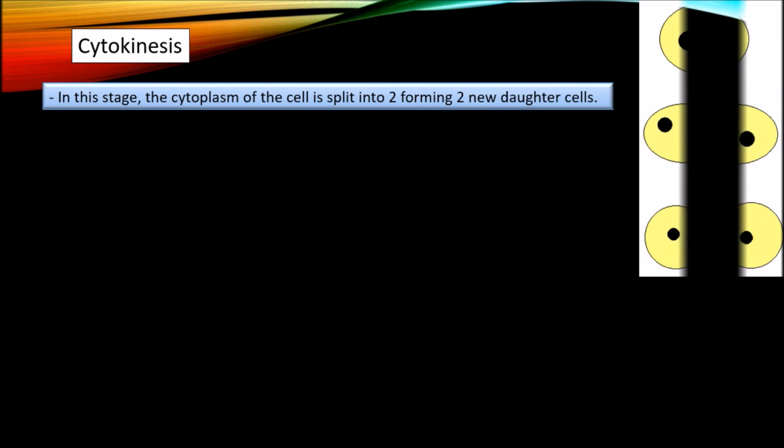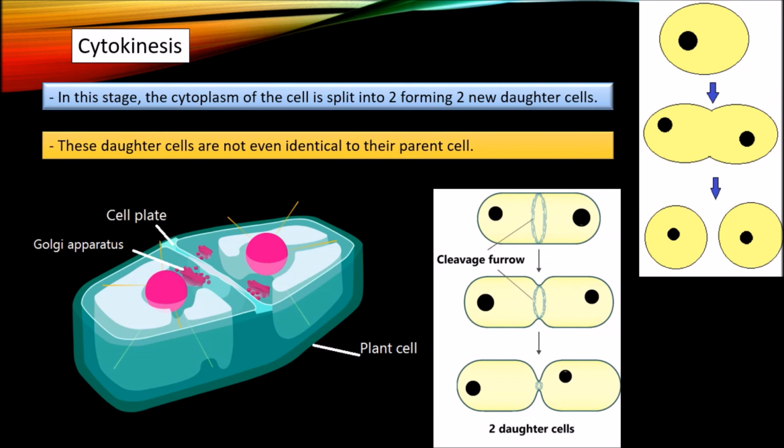Cytokinesis. Cytokinesis splits the chromosome sets into two cells, forming non-identical haploid 4 daughter cells. These daughter cells are not even identical to their parent cell.